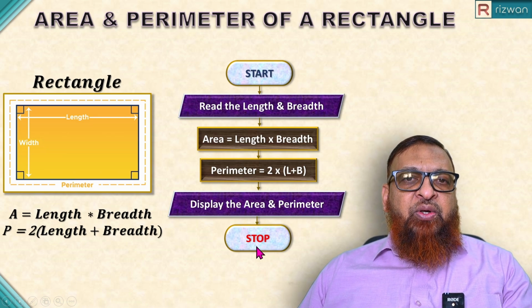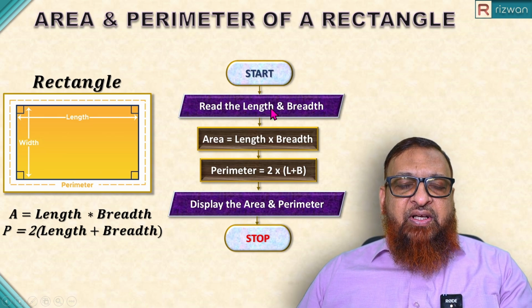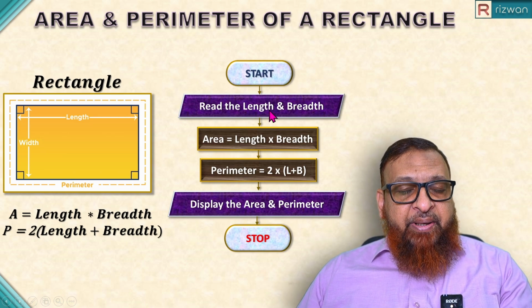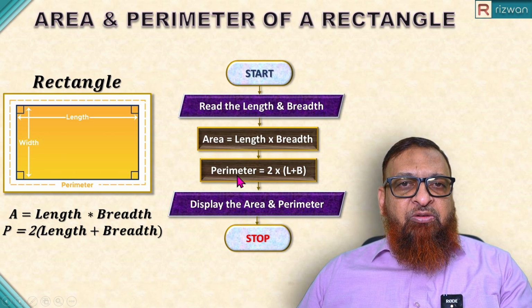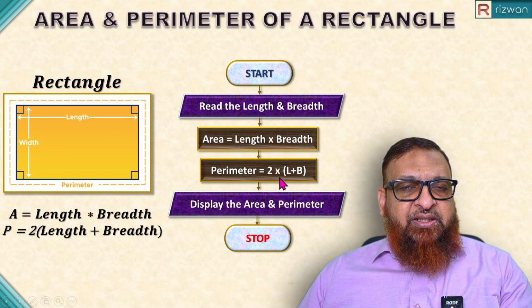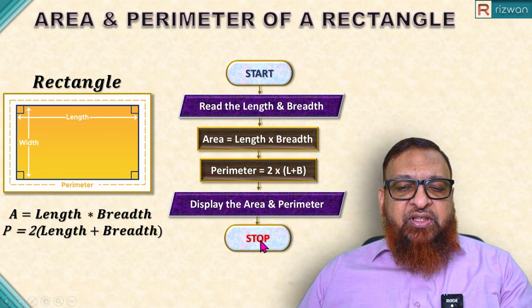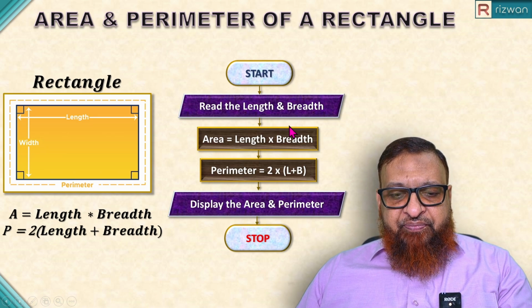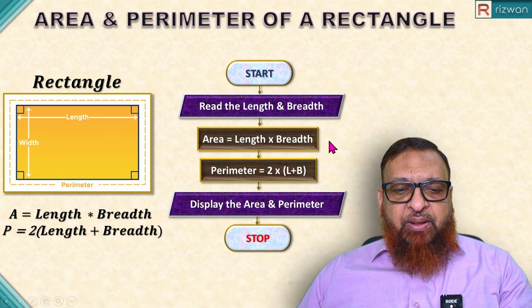In this flow chart, first we start the program, then we read length and breadth. Based upon this length and breadth, we calculate the area. Then we calculate the perimeter based upon the same length and breadth. Then we display the area and perimeter. Then we stop the program. So this is the flow chart. Let us go to Spyder and work it out in this program.